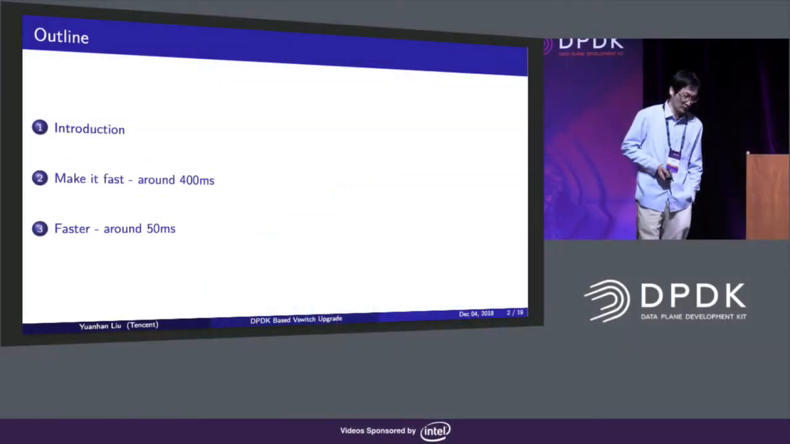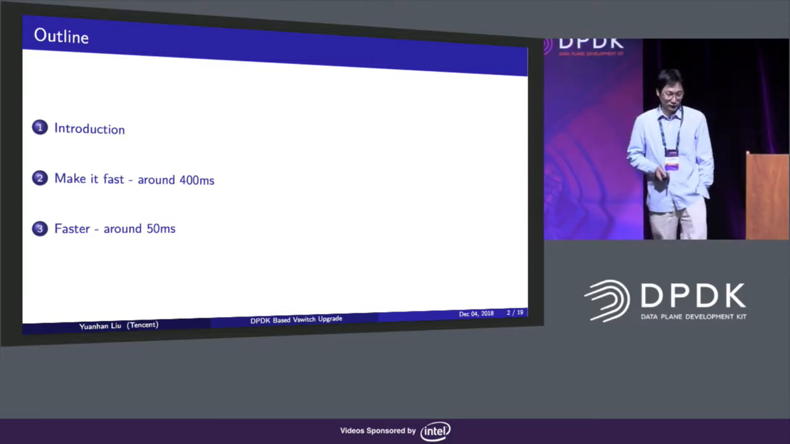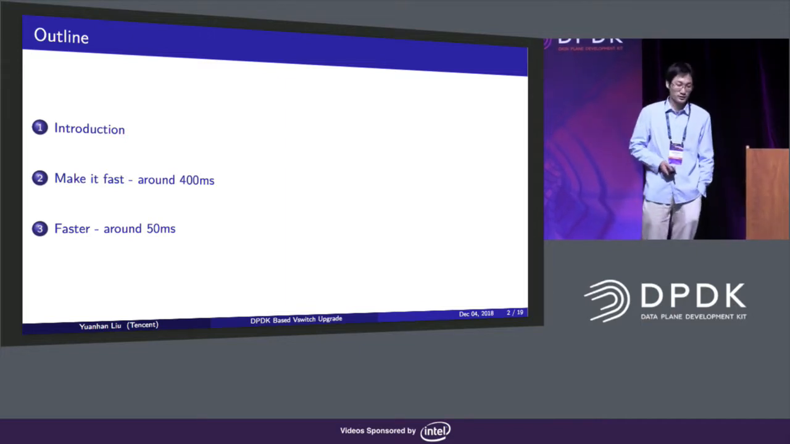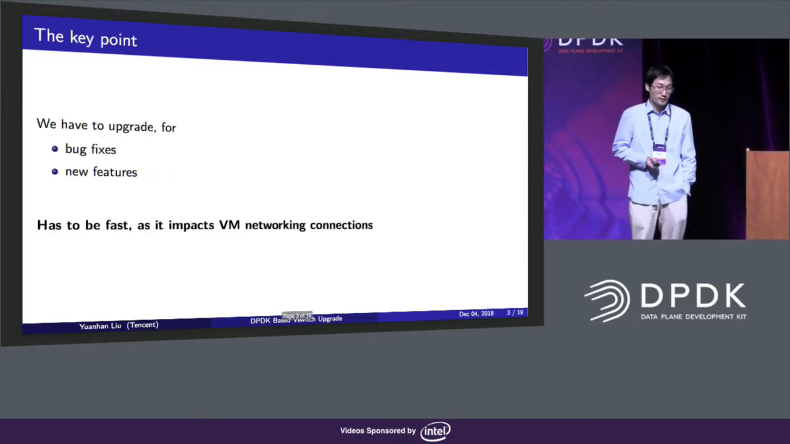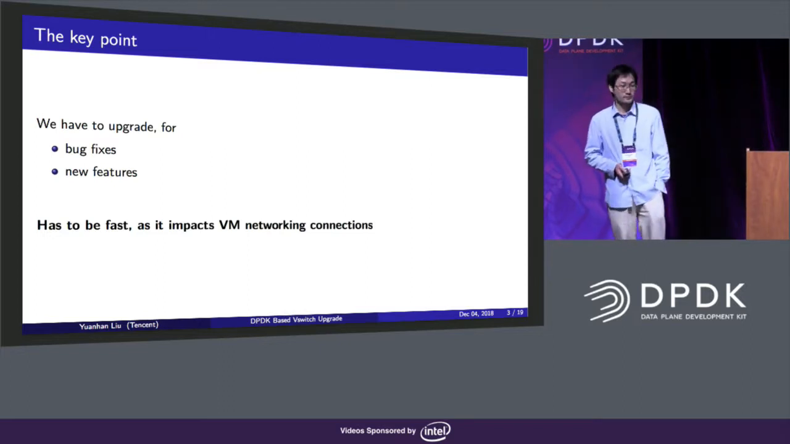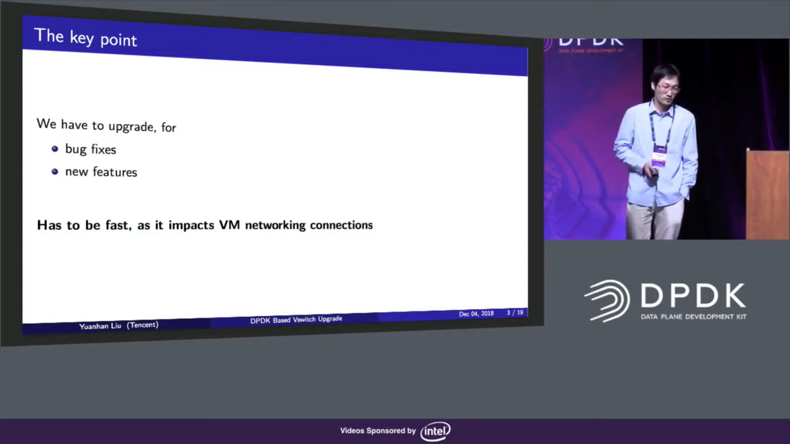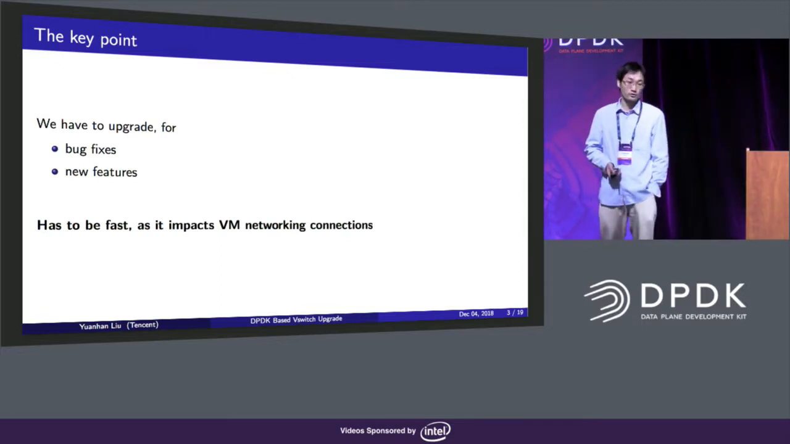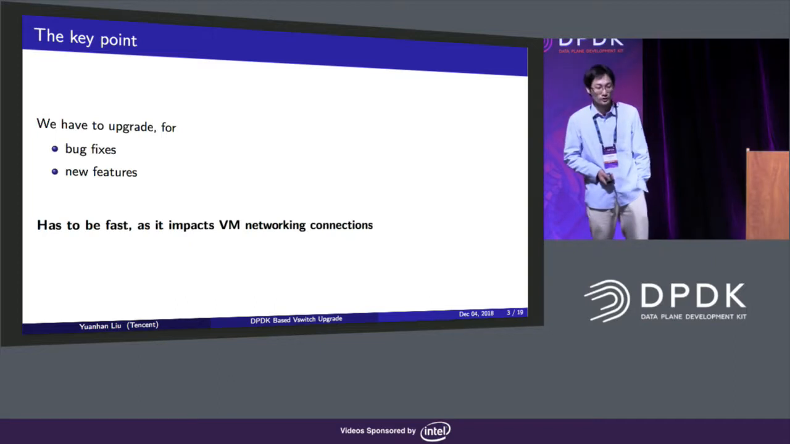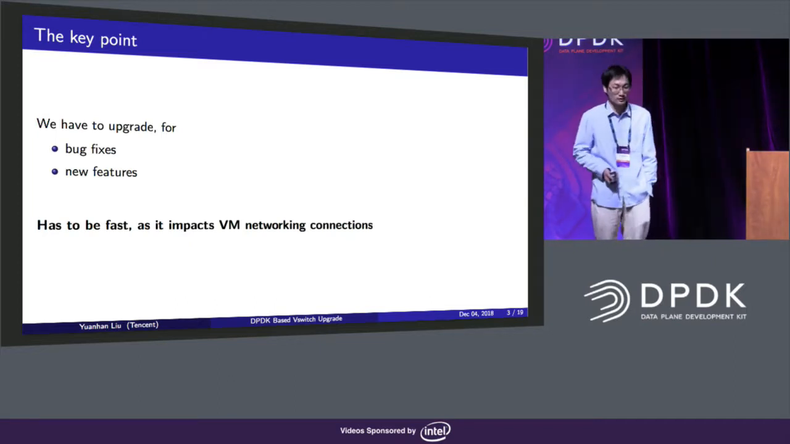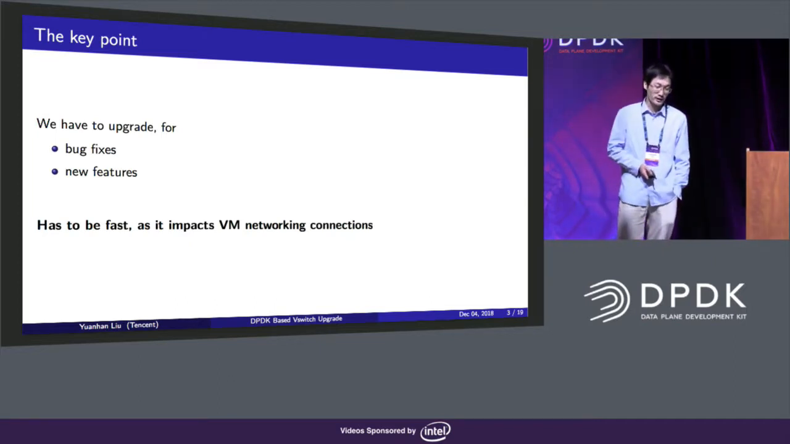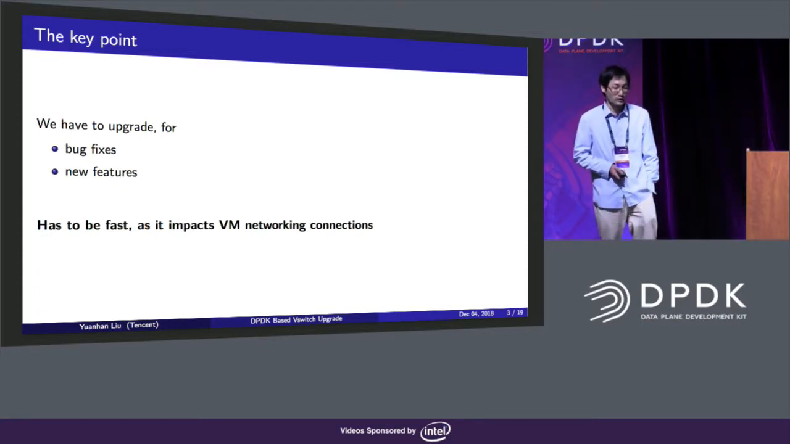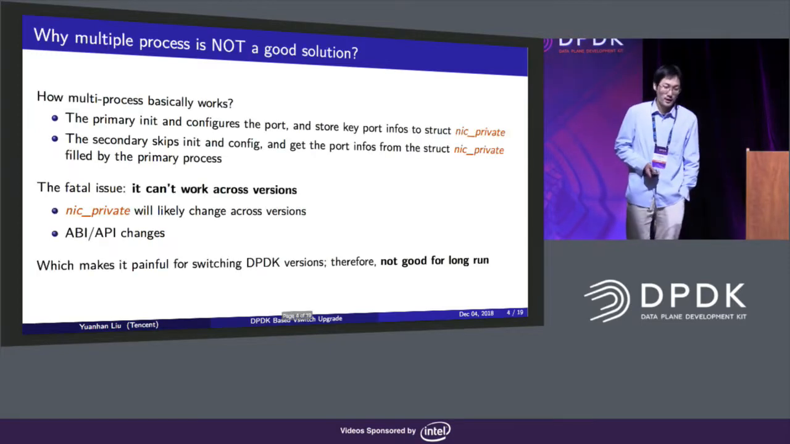And here is the agenda. Firstly, I'll give a bit of introduction, and then it's all about how to make it faster. The key point here is the upgrade. Why we do that is quite clear: we have to fix bugs, and sometimes we also add new features. The key point is that we have to do the upgrade fast because it impacts VM networking connections.